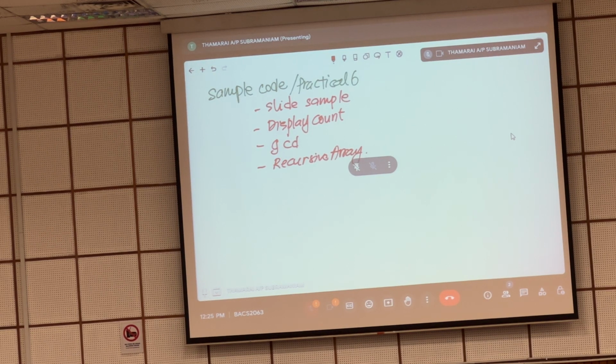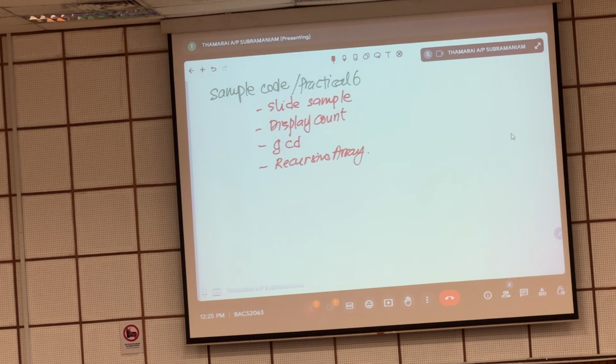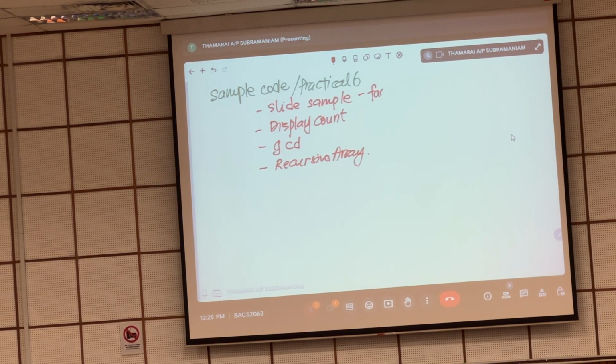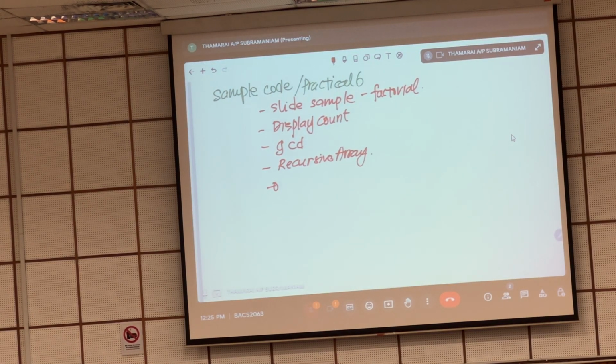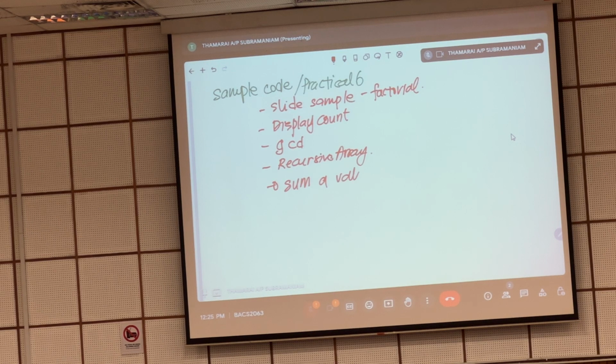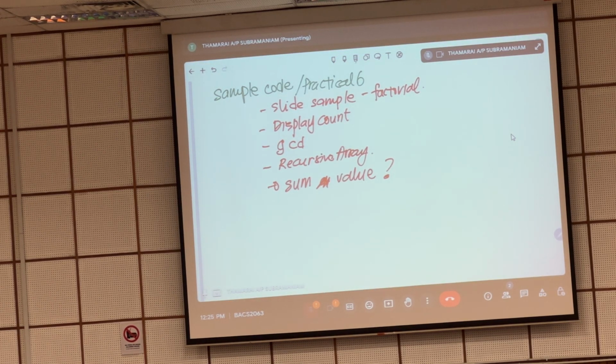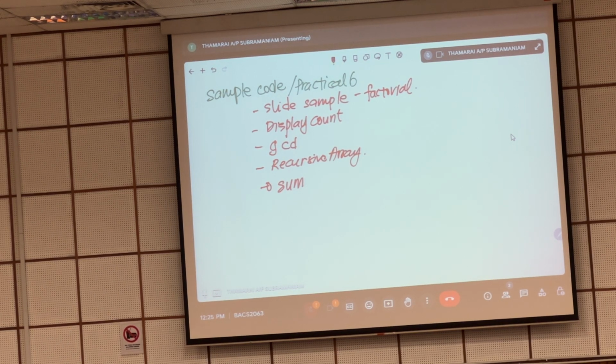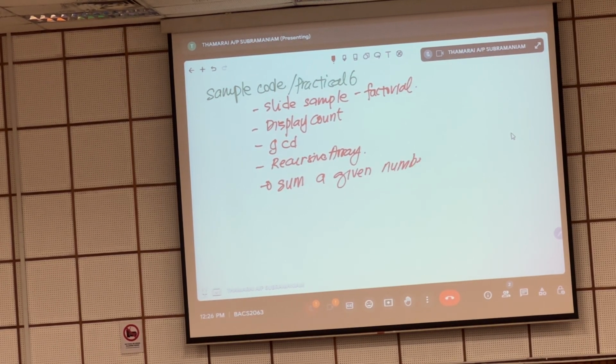Okay, so any code from the slide, let's say you have factorial, go through it. Now, beside that, suppose I want to find out recursively, if I want to sum a given set of numbers, how do you recursively do that?